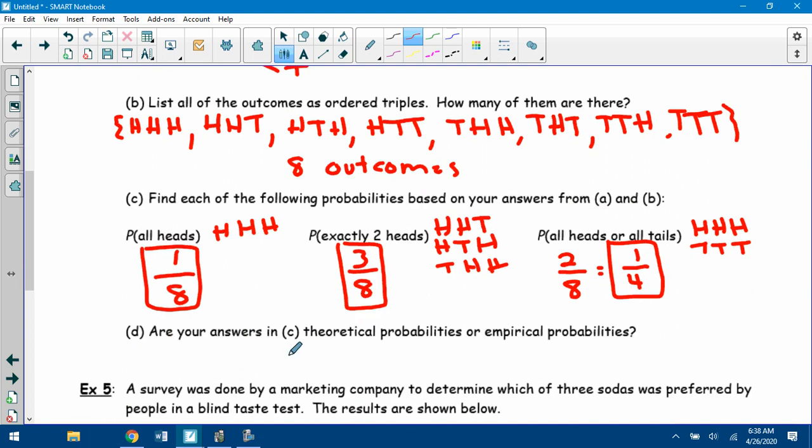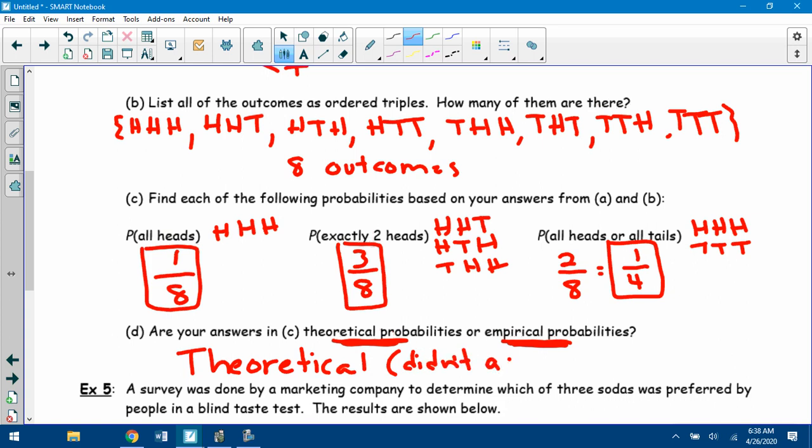Are your answers in C theoretical probabilities or empirical? Did you actually run the experiment? Did you actually flip a coin 3 times? That'd be empirical. Is this in theory what could happen? Then it's theoretical. And hopefully you can see that it's theoretical, because no one flipped coins in anything we've talked about. So it's theoretical because you didn't actually flip a coin 3 times.